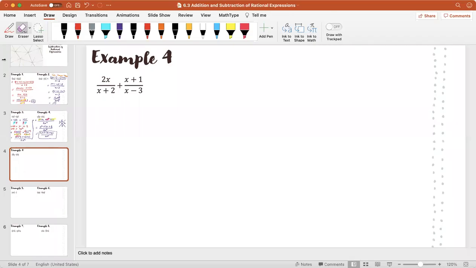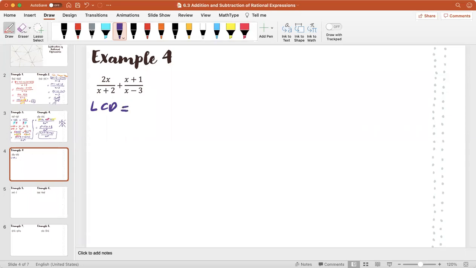You have 2x over x plus 2 plus x plus 1 over x minus 3. Your denominators are different. Let's see if we can factor x plus 2 and x minus 3. Is there a way we can factor x plus 2? No. X minus 3, that's prime. So our next step here is to find the LCD.